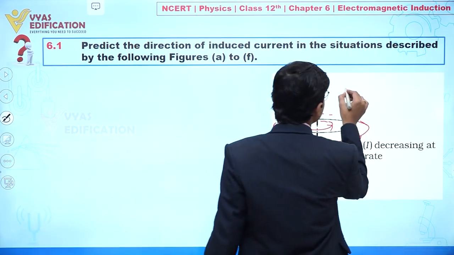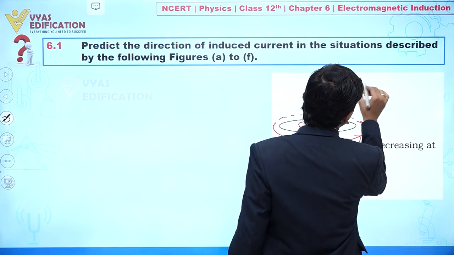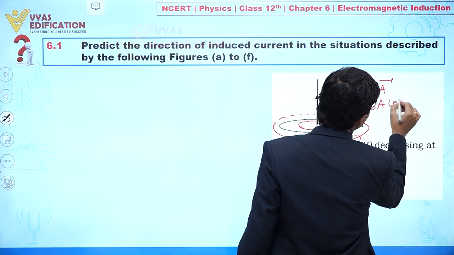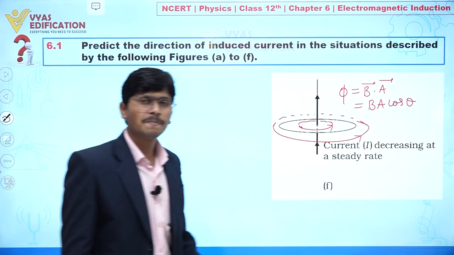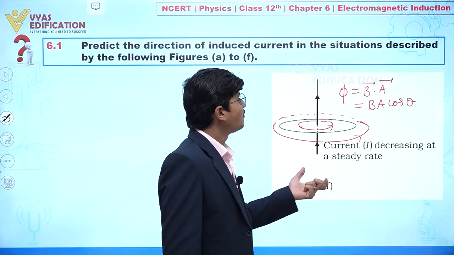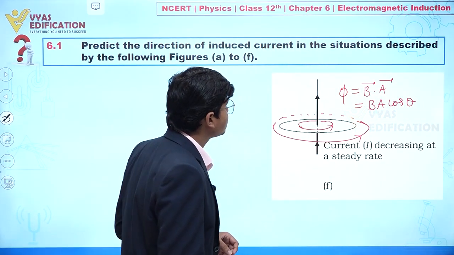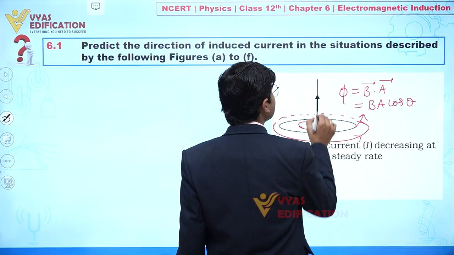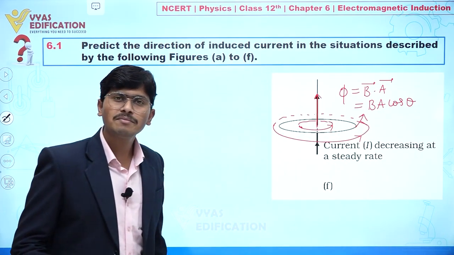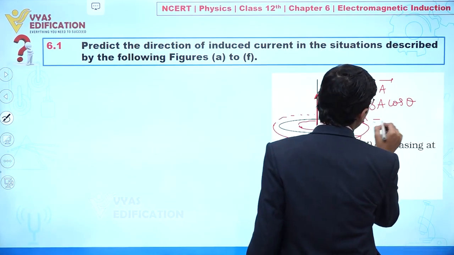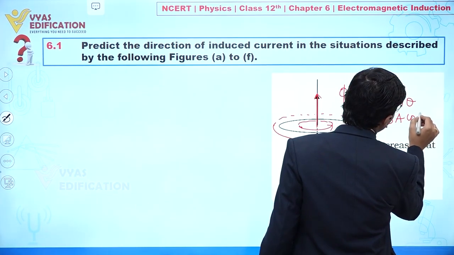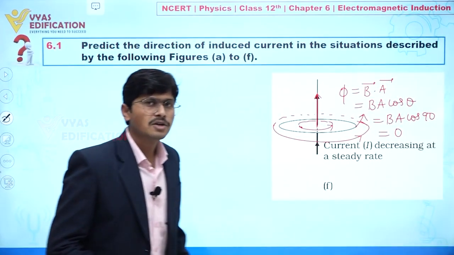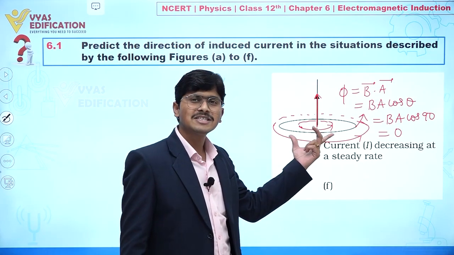It means you can also say, for flux, flux is given by B dot A. Clear? Or we can say this is equal to BA cos theta. Now theta is what? Theta is the angle between B vector and A vector. Clear? So the B vector here is in the tangential direction and the A vector is perpendicular. So the angle between magnetic field and area vector is 90 degrees. So this is given by BA cos 90, and this value is 0. So the magnetic flux associated with this coil is 0.